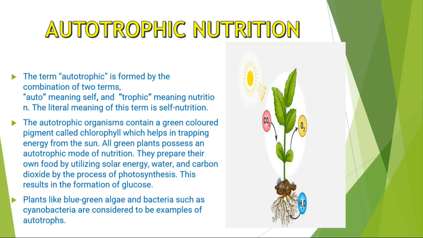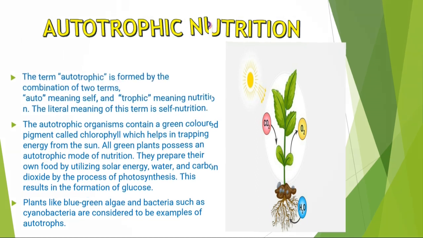inside the plant's body. Blue-green algae and bacteria such as cyanobacteria are considered examples of autotrophs. So, examples other than plants are blue-green algae, which is a kind of algae, and bacteria such as cyanobacteria. These are autotrophic in nutrition. Hope you have understood what autotrophic nutrition is. It is a concept that you have been learning from earlier classes. Let's move to the next slide.